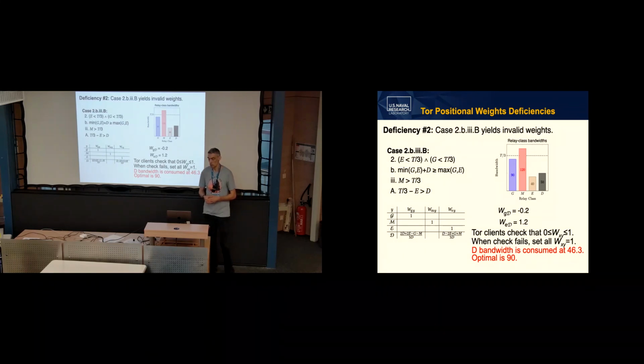For example, if you set the weights to maximize throughput, this network could have a throughput of 90. But because the weights fail to be valid and the clients all set the weights to 1, things aren't optimal. The first thing that happens is the D class will run at a bandwidth limit, and that happens at 46.3, which is almost half of the actual maximum throughput.